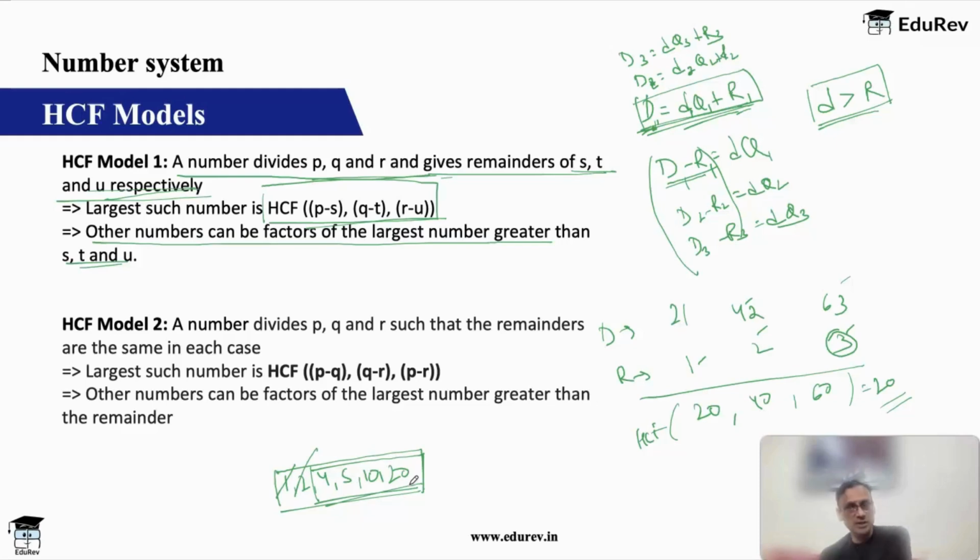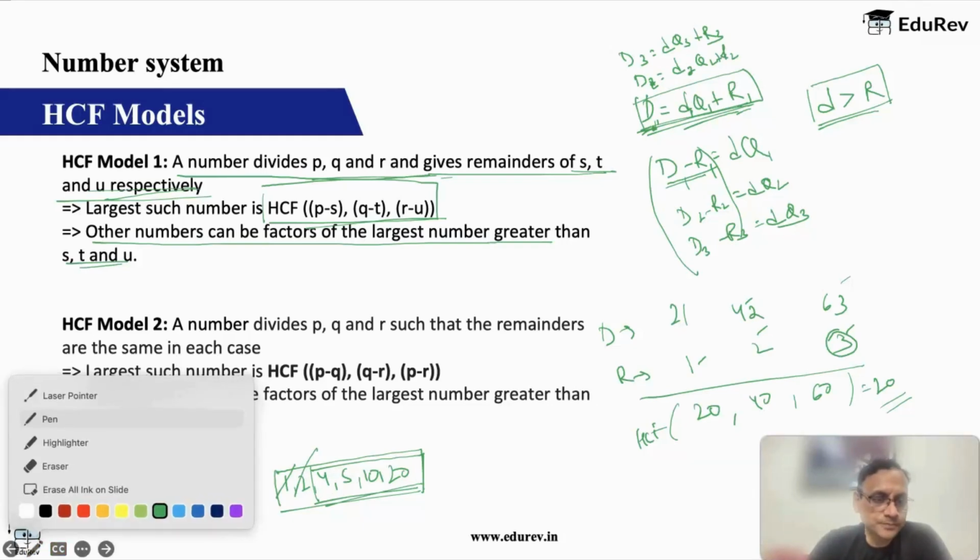21 divided by 5 will give you 1. 42 divided by 5 will give you 2. 63 divided by 5 will give you 3. So you divide by 4, 5, 10 or 20. In each case, it will get satisfied. So all these are possible answers, but the largest possible answer is the HCF. Okay, so this is your model 1.